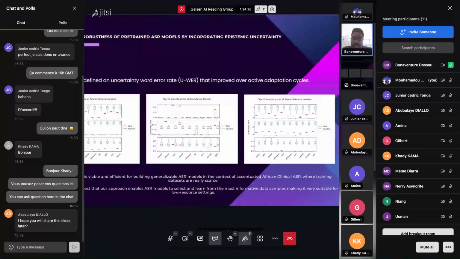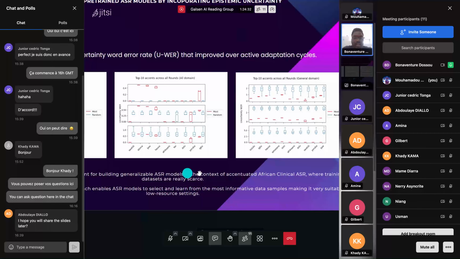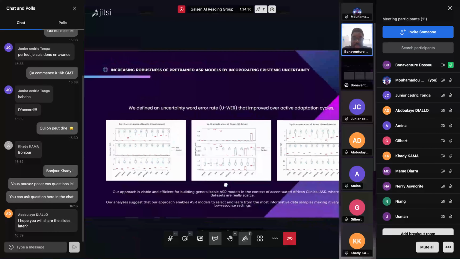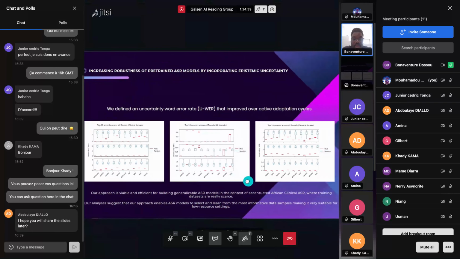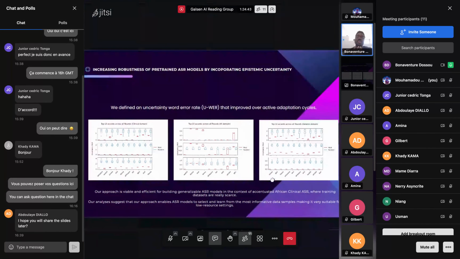Another interesting thing we've done was to look at the different accents and how the uncertainty word error rate was behaving. And remember, I was telling you the definition of epistemic uncertainty is to have a model that is more certain as it gets fed more data, if I can say so.